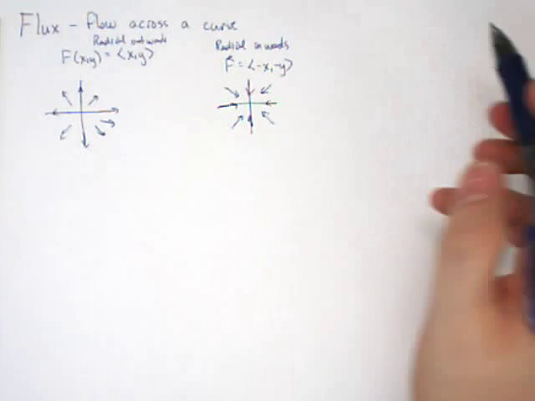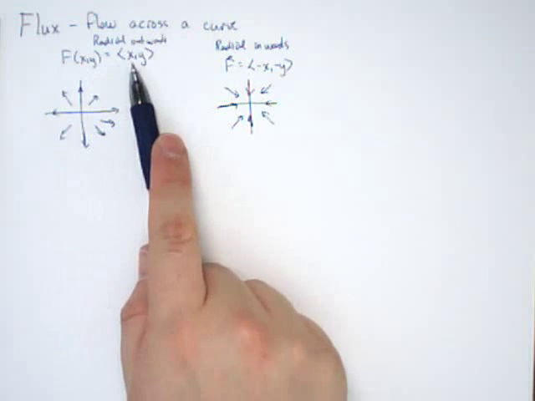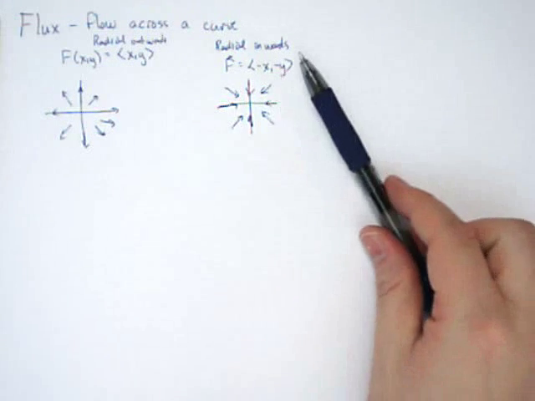In this screencast, we're going to talk about flux, which is the flow across a curve. First, we'll start with two vector fields, an outward pointing radial field and an inward pointing radial field.